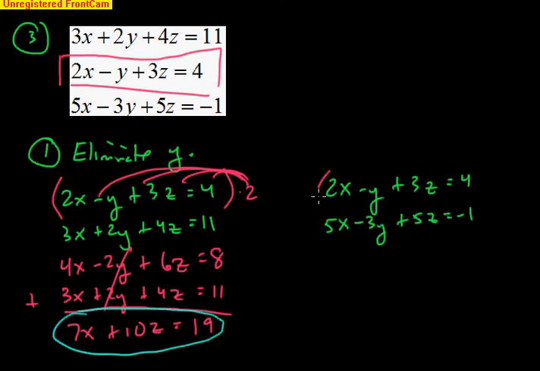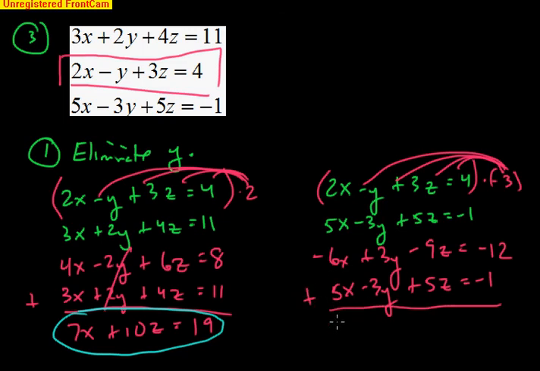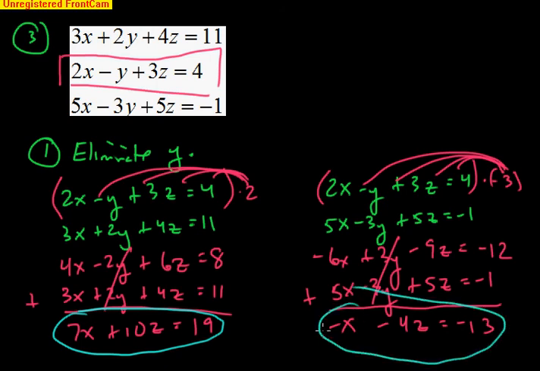Come over here. I want to make this a positive 3 to match that negative 3. So multiply by a negative 3. That'll make this turn positive: negative 6x, positive 3y, negative 9z, and a negative 12. We'll bring that second equation down because we're not going to multiply by anything. We have the situation we want with the y's. And now we add. This is negative x. The y's cancel. This is negative 4z, and that's negative 13. This is, again, one of our new equations. So step 1 is done.